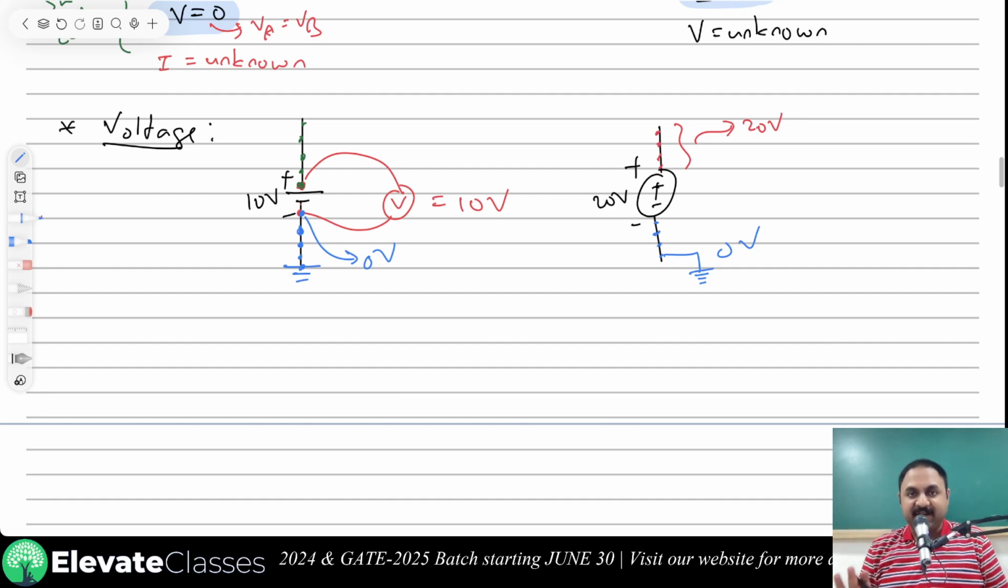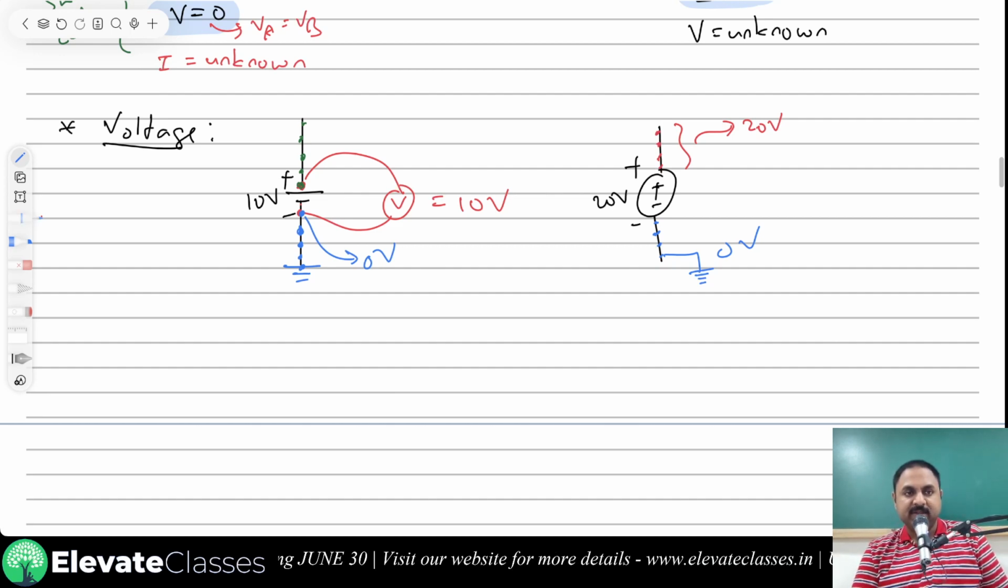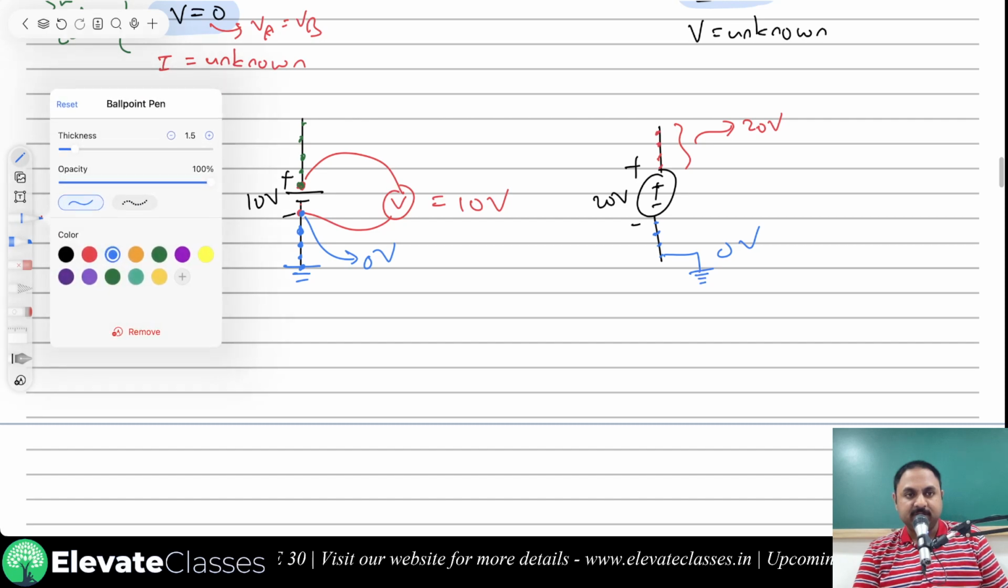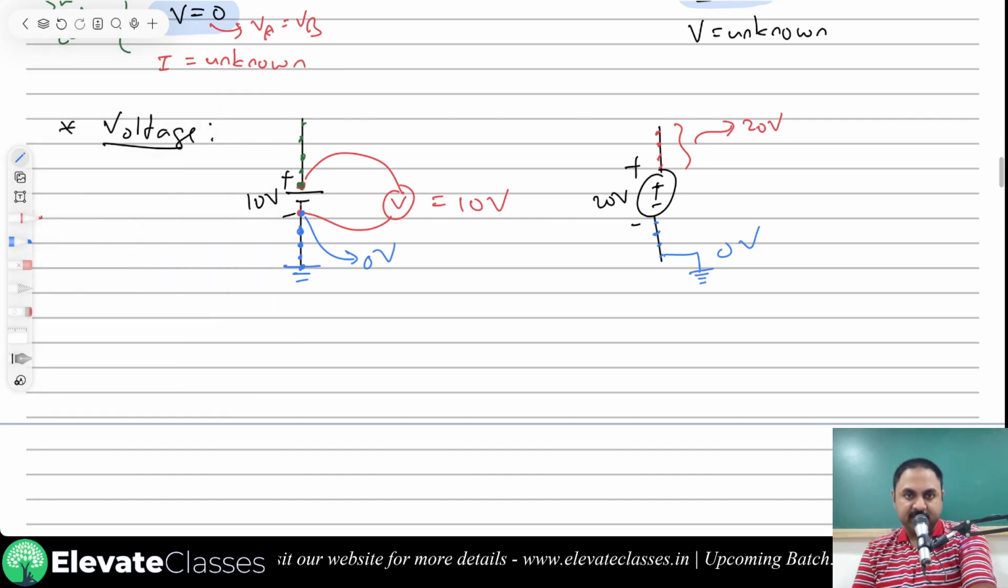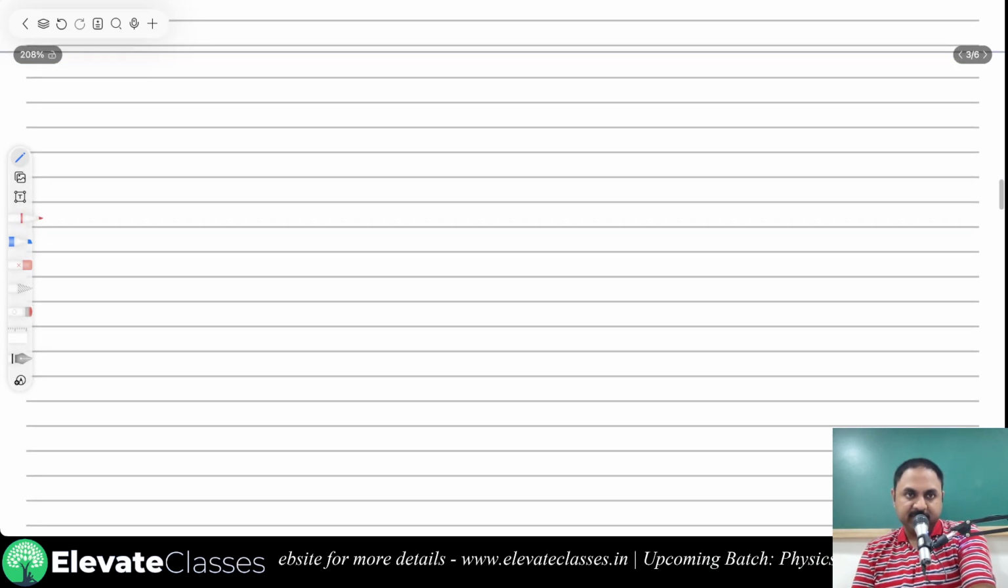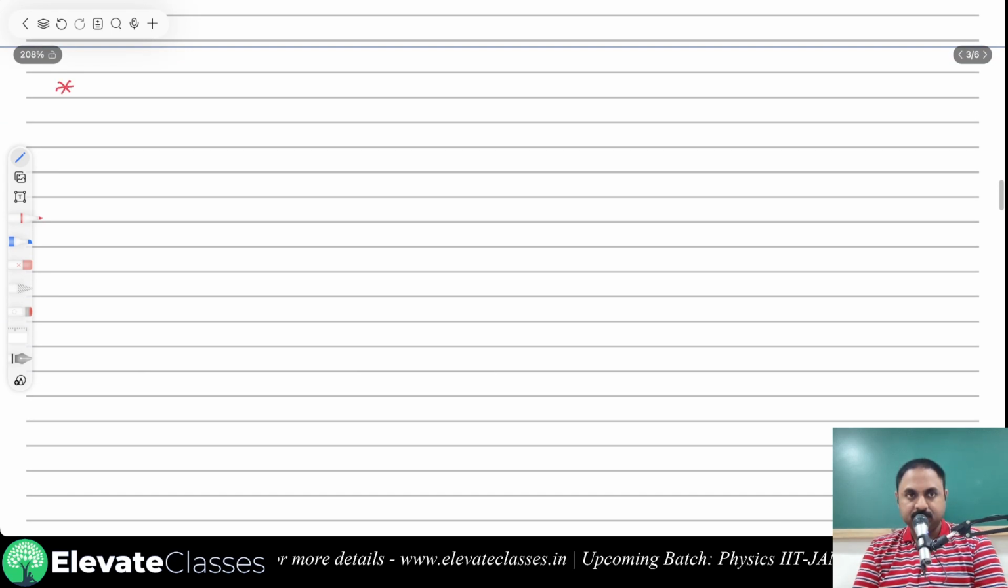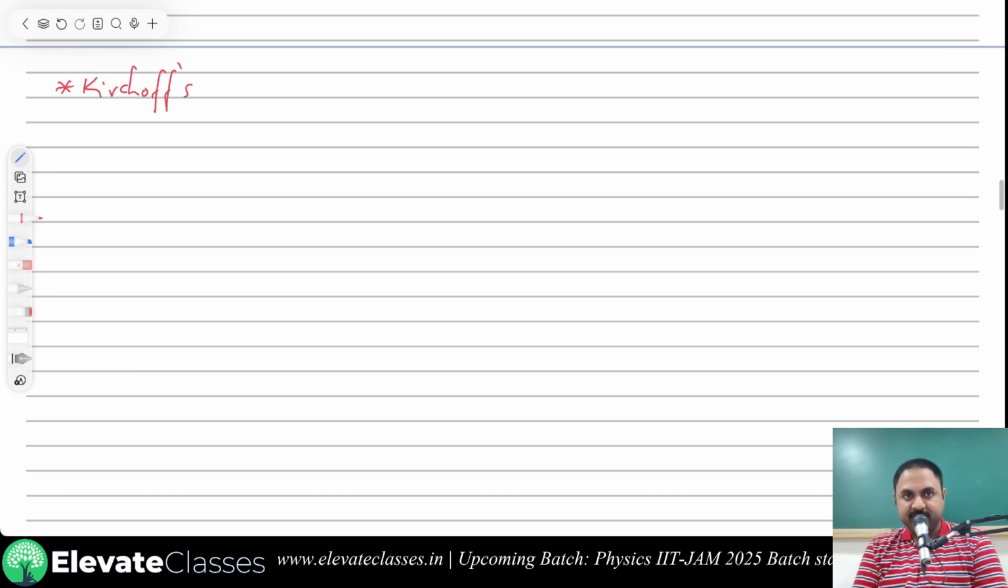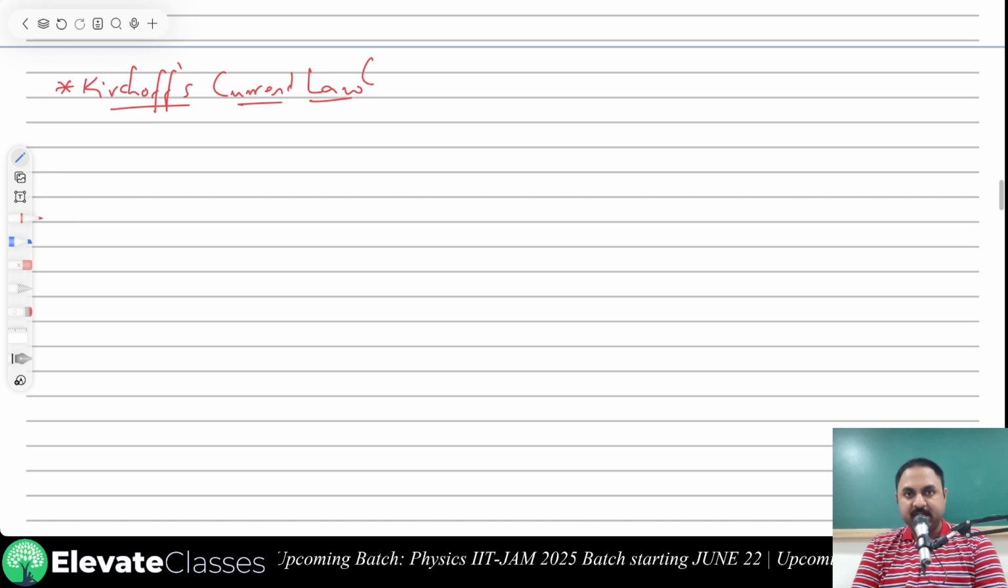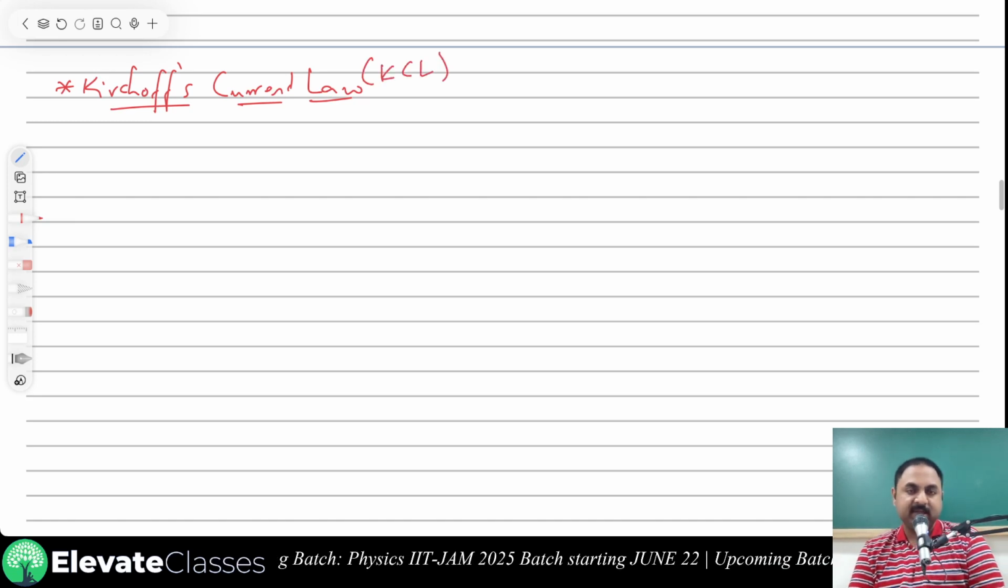Now we are finally in a position to start with what is perhaps the most well-known law in electronics after Ohm's law, that is Kirchhoff's law, that is Kirchhoff's current law and Kirchhoff's voltage law. So let's look at Kirchhoff's current law first, and then we'll go on to Kirchhoff's voltage law. Kirchhoff's current law is very popularly abbreviated as KCL. That is the abbreviation I'll use as well.